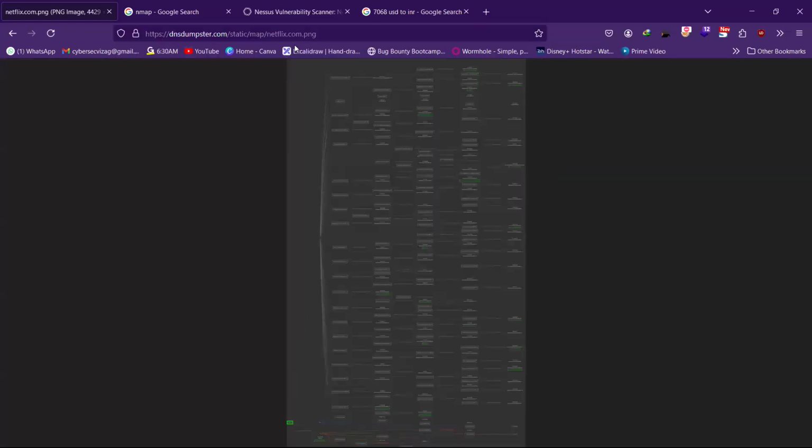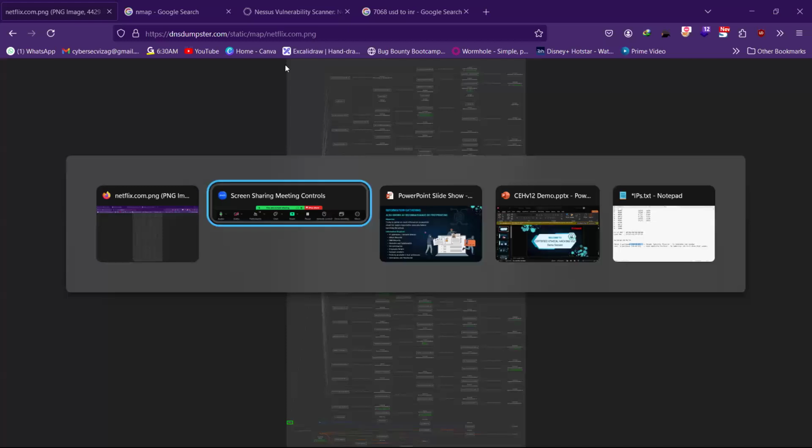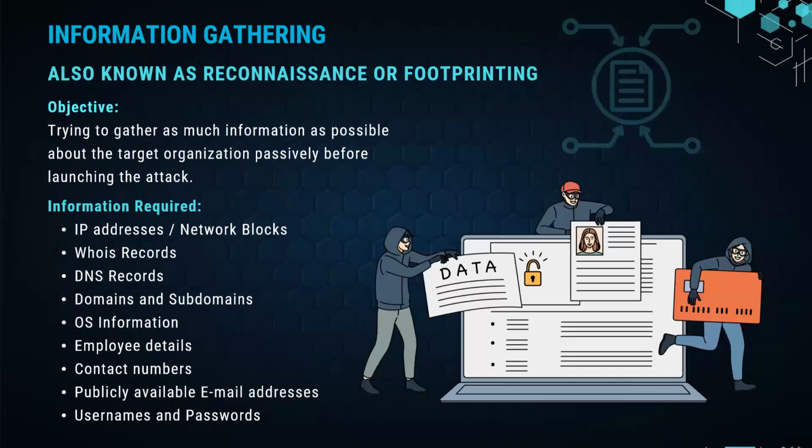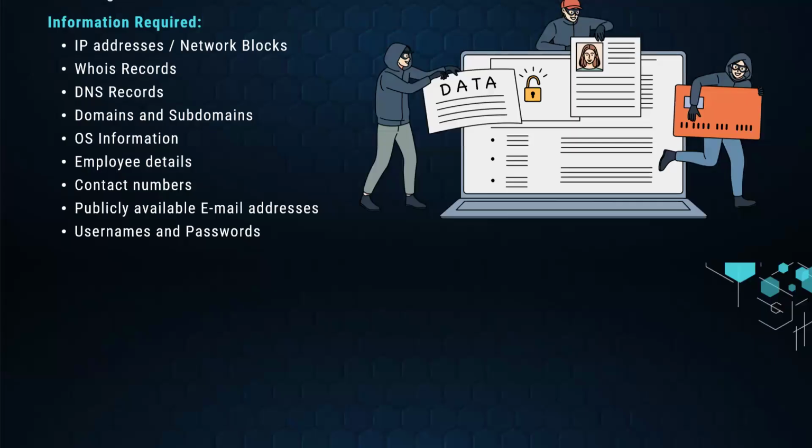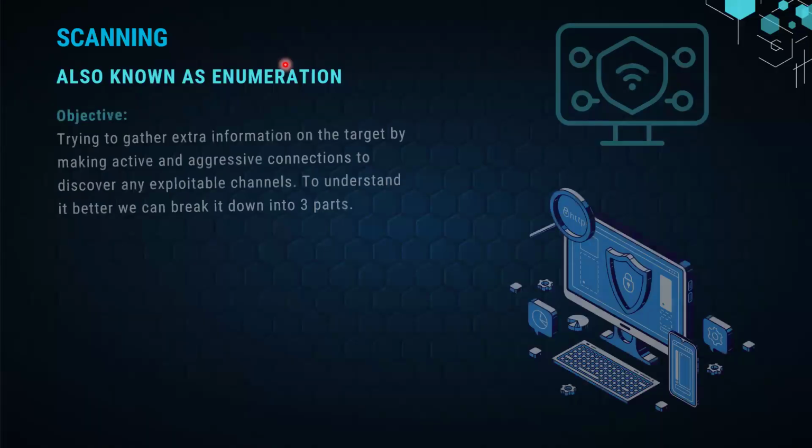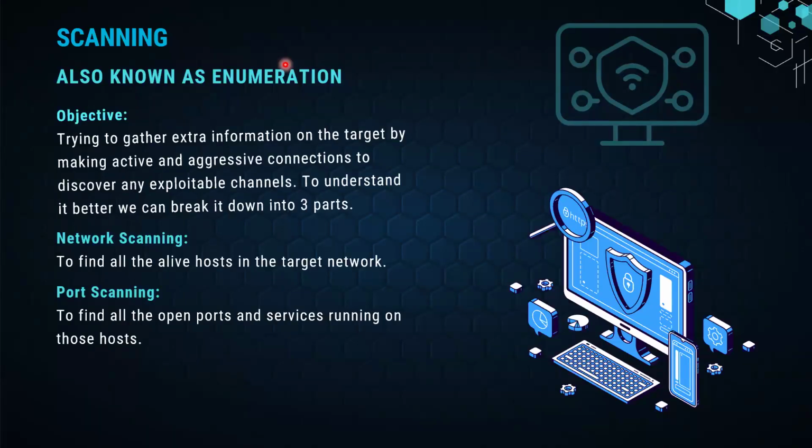Active reconnaissance or active information gathering is scanning. Scanning is where we use tools like Nmap and Nessus to directly attack the IPs or the servers belonging to the organization. We get information directly from the target servers. So you're making direct, active connections to the server. That is called active reconnaissance or scanning. Is that clear?